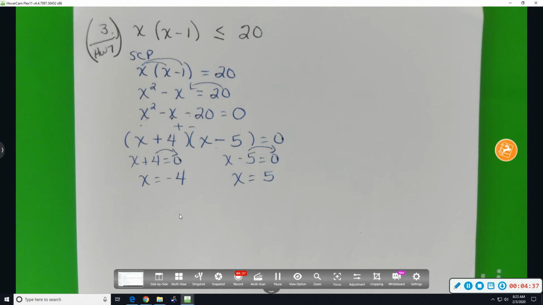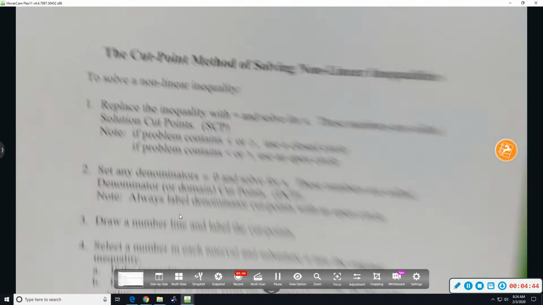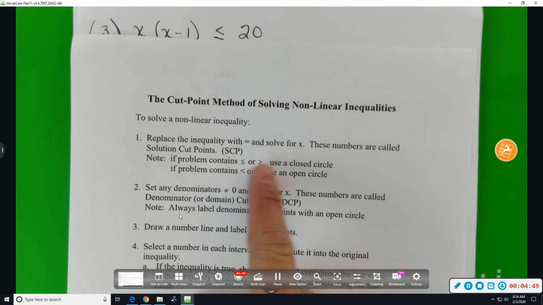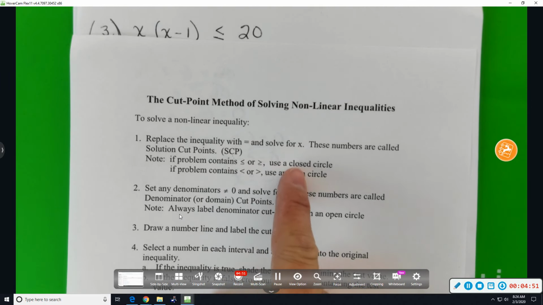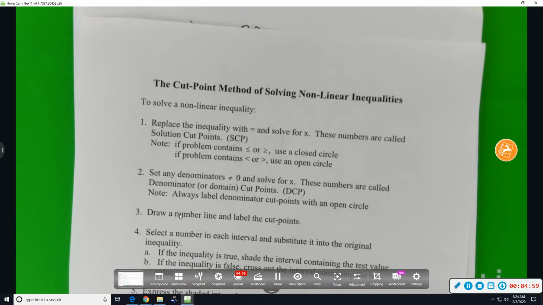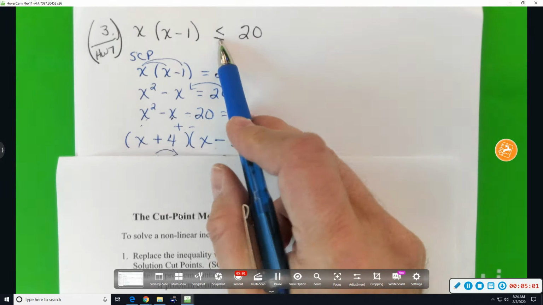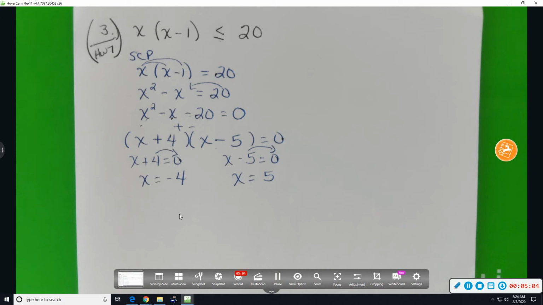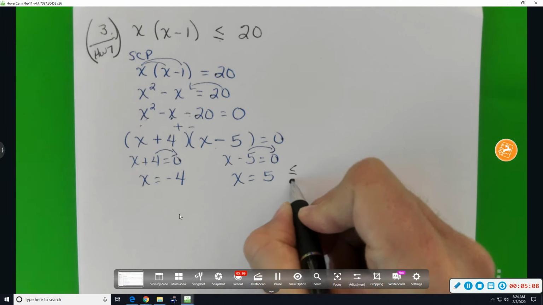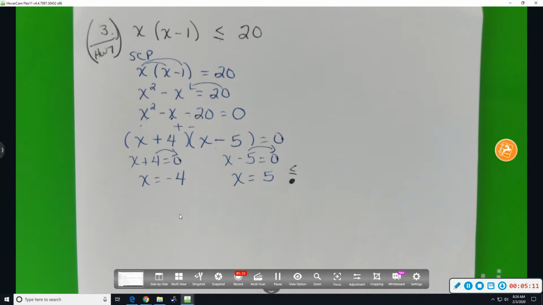Now these are cut points, which means we're going to label them on a number line with either an open or closed circle. How are we going to label them? Well, on step 1, if there's an equal sign, you'll use a closed circle. If there isn't, you'll use an open circle. So let's see, what do we have? Yeah, there's an equal sign on it. So we're going to have a closed circle for those. Those are the solution cut points.